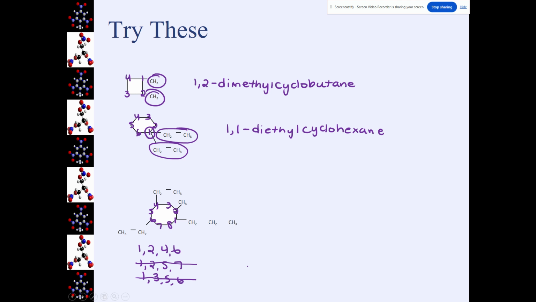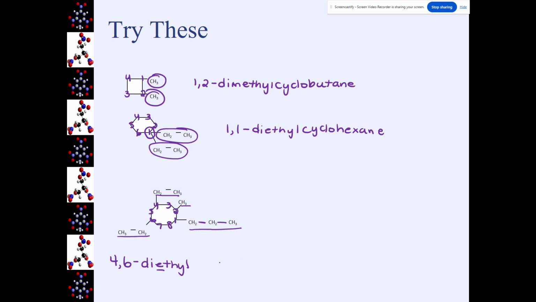Now this is a big, long, crazy name, so I'm going to erase this to have some room for myself. I do need to name the branches alphabetically. I have an ethyl branch and an ethyl branch here. I have a methyl branch and I have a propyl branch. So alphabetically, the E's come first. So that is 4,6-diethyl. The di does not change the alphabetical order. It's the E that we're looking at, okay? So 4,6-diethyl.